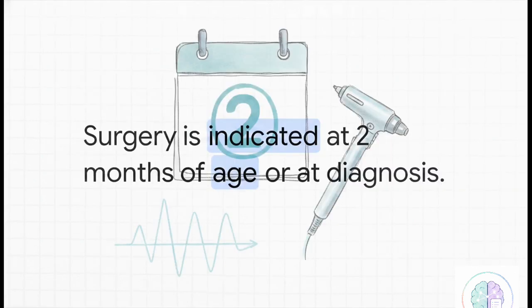So when exactly do we operate? Well, the textbook clinical timing guideline is highly precise. Surgical treatment is indicated when the patient reaches exactly 2 months of age. If they present later in life, you operate at the exact time of diagnosis, no waiting around. Also, make sure to utilize your surgical adjuncts. Evoked potential monitoring is critical here to protect those neural pathways during the operation, and laser techniques are highly useful tools for these really complex resections.